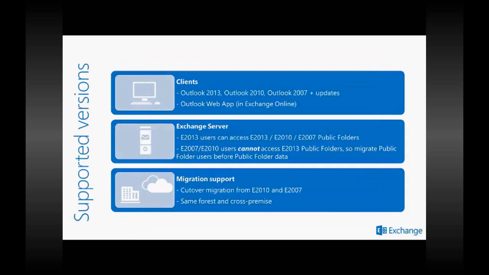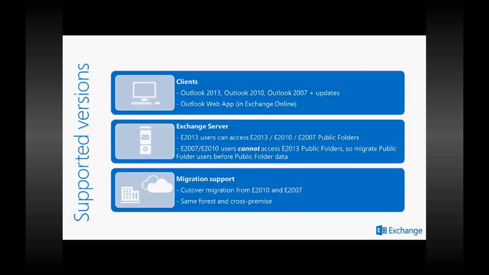So in terms of accessing your public folders, from a client standpoint, pretty straightforward. Office 2013, Outlook 2013, Outlook 2010, Outlook 2007 plus the relevant updates. So it is important with 2010, 2007, if you are using Exchange 2013, to make sure that you've got all the relevant public updates installed on those clients. So not just service pack levels, but also make sure you've got the public updates applied as well. We can obviously use Outlook Web Access as well.